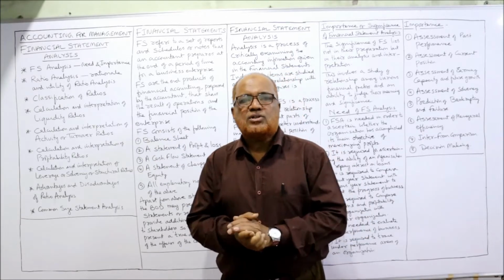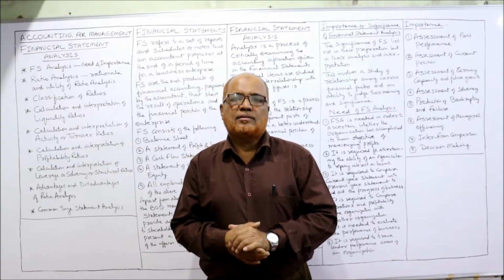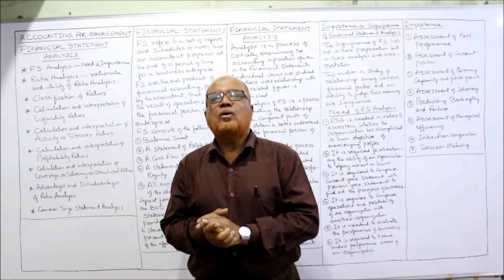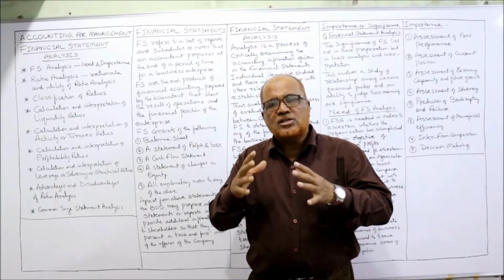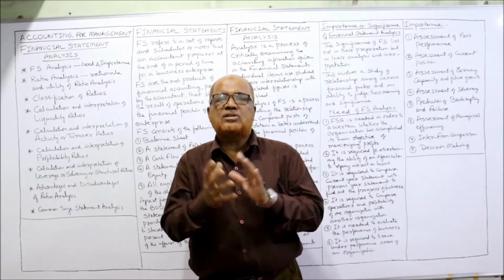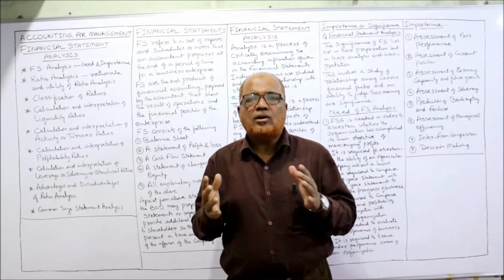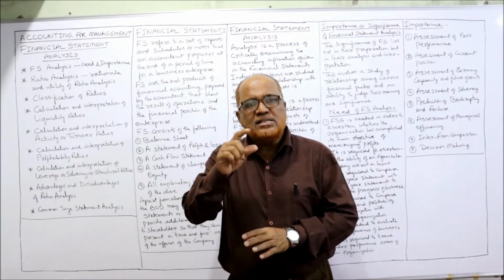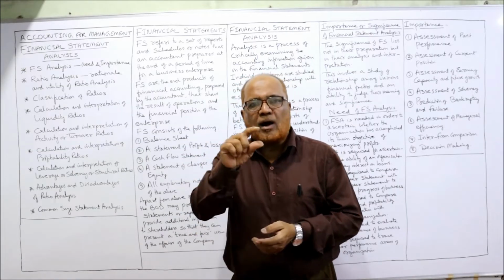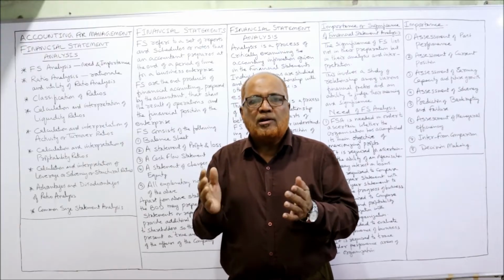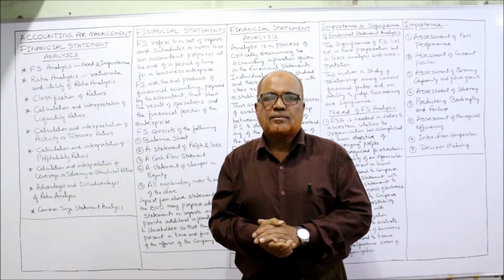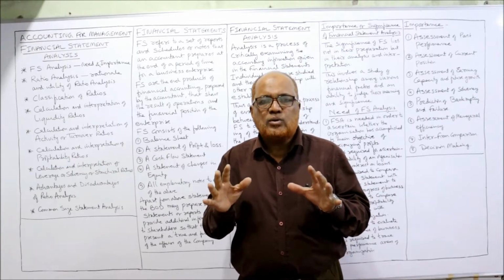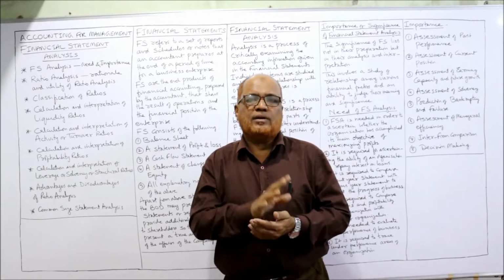So in this subject, there are totally 5 units. The first unit is regarding what is accounting. What is the meaning, what is the definition, what is the scope of accounting, what are the objectives of accounting, what are accounting concepts and conventions, what is double entry system, what is accounting equation, journal entries, ledger accounts, then preparation of trial balance. All these things I'm going to cover up in first unit.